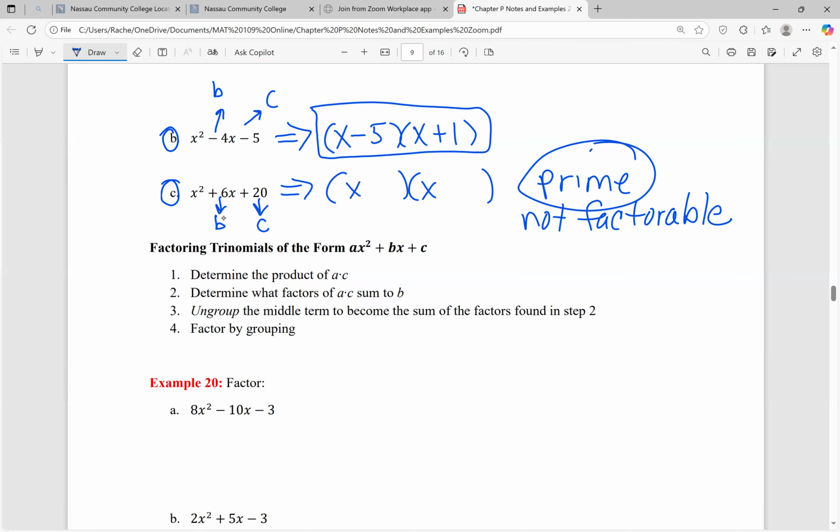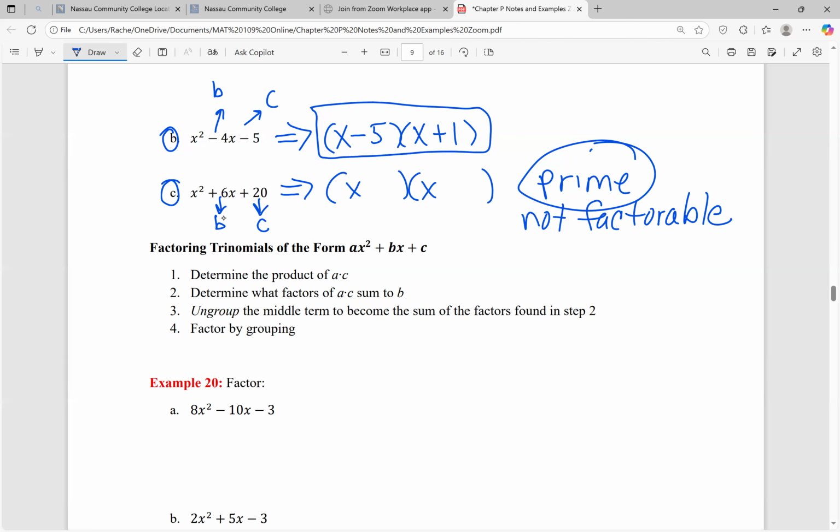So now let's look at the trinomial where it almost looks the same, but instead of x squared plus bx plus c, we're going to have ax squared plus bx plus c, where a is not 1. So now we have to pay attention to what a is.